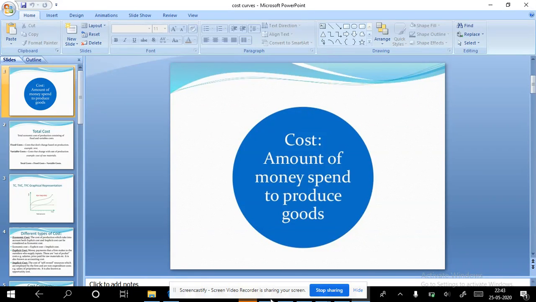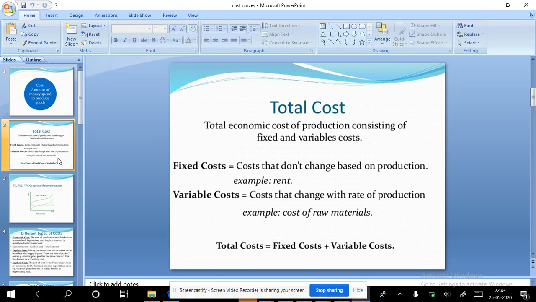In this class, I am going to explain about cost. The amount of money spent to produce is called cost. There are different types of cost. One is total cost. Total cost consists of two items, that is fixed cost and variable cost. When you add fixed cost and variable cost, then we get total cost.